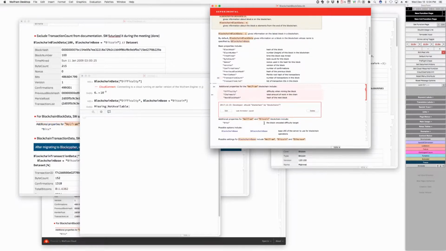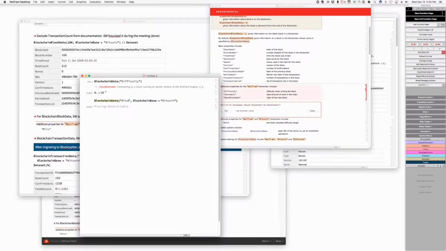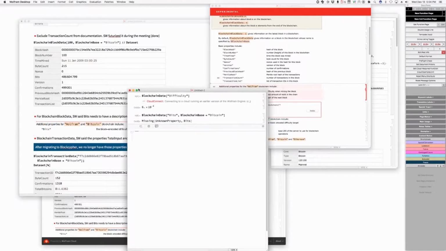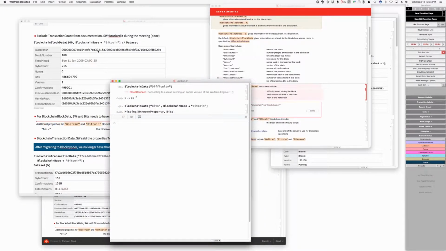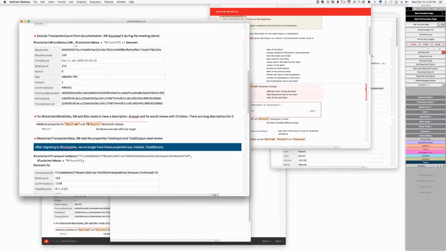Okay, so this thing here, the block encoded difficulty target, which I don't think is a very good description, isn't that also global to the blockchain? I think it's, isn't it like 11 or something? It's a block property. Sorry, why is that? You're using blockchain data. You have to use blockchain block data to get the property.